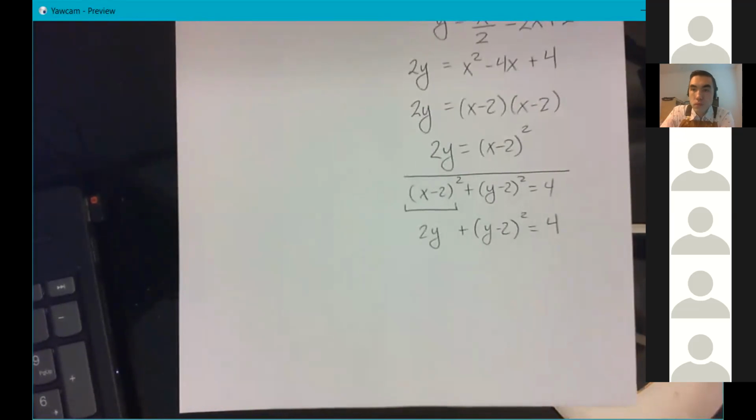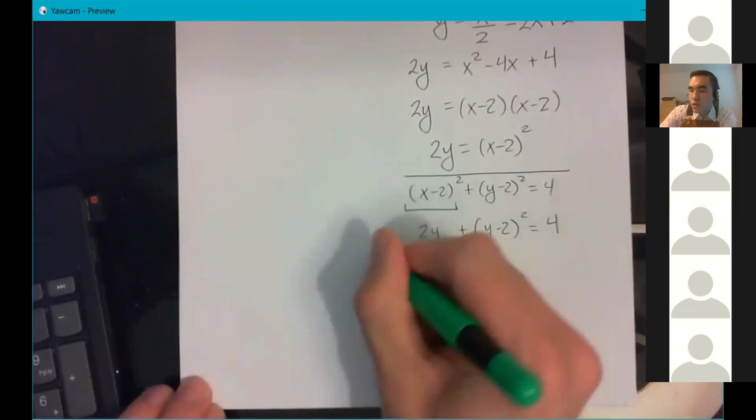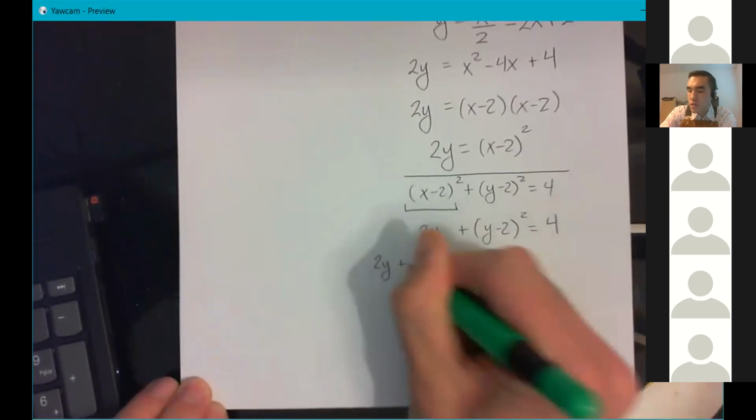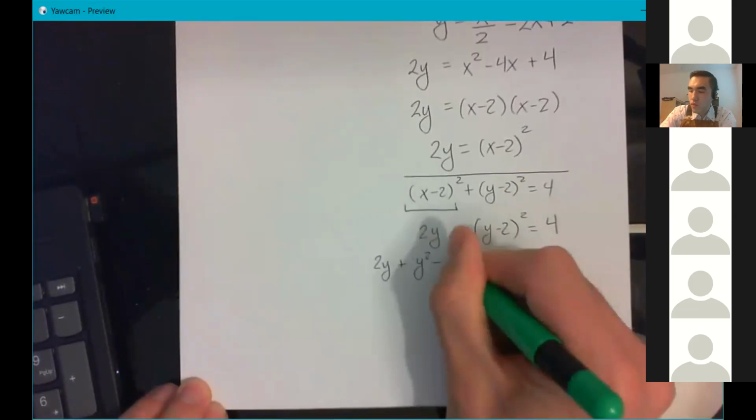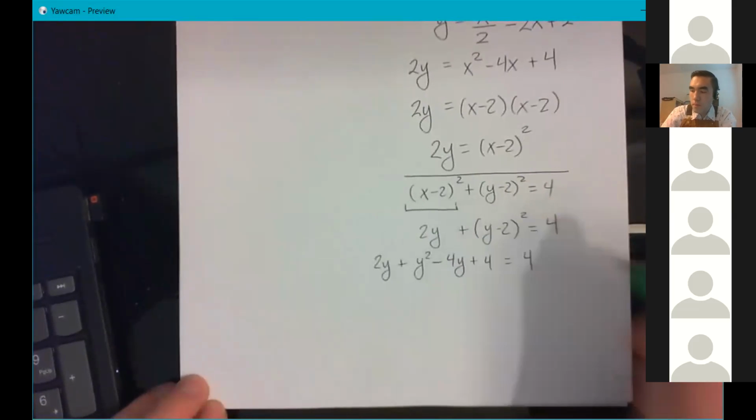A parabola. This itself is a quadratic, which I can now solve. And so I'm going to expand out the y minus 2. So this is 2y plus y squared minus 4y plus 4 is equal to 4.